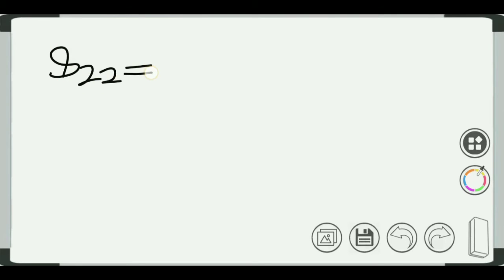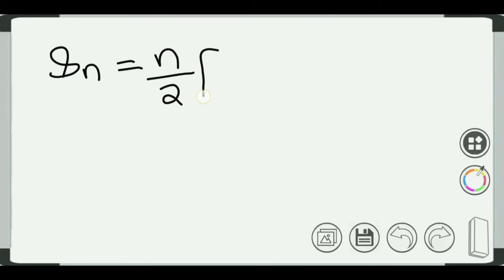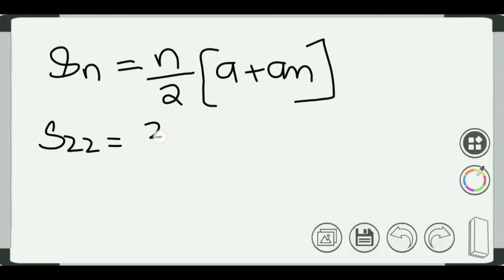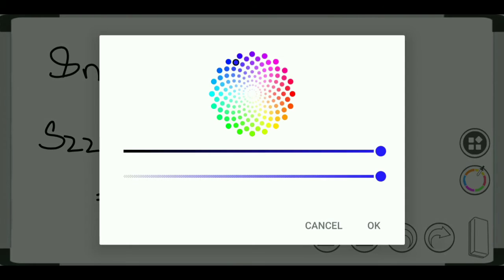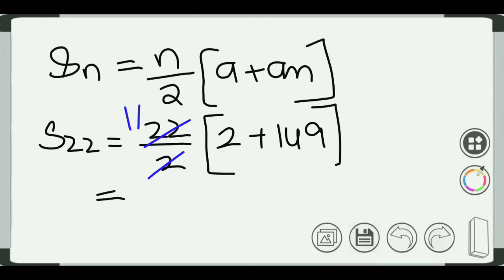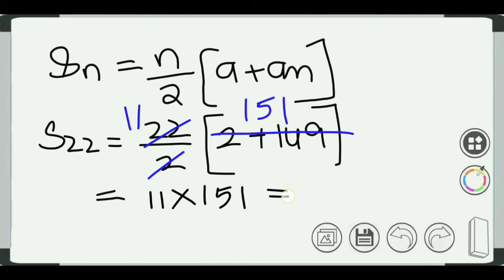S22, sum of 22 terms is equal to, before that I'll write the formula. Sn is equal to, we are substituting in this formula, n by 2 into A plus AN. So S22 is equal to 22 by 2 into A we got as 2 plus what was AN, last term, 22nd term, 149. Since n is 22, our last term will be 22nd term. Okay. 22 by 2, 11. 149 plus 2, 151. So S22 is equal to 11 into 151, which is equal to 1661.